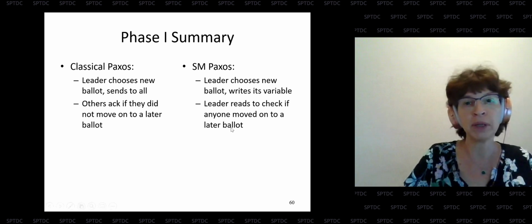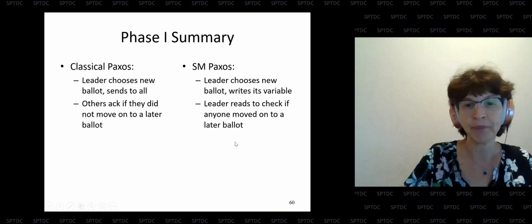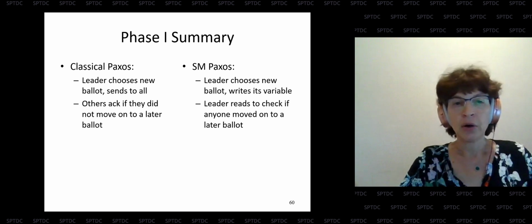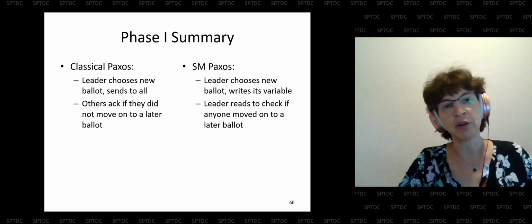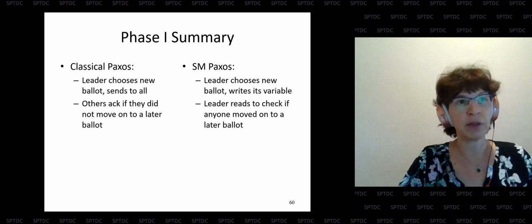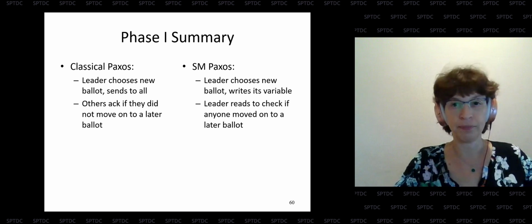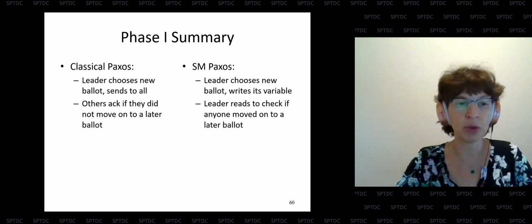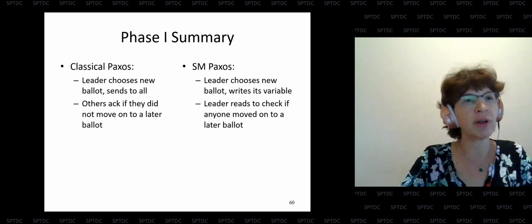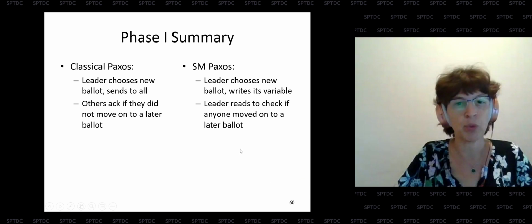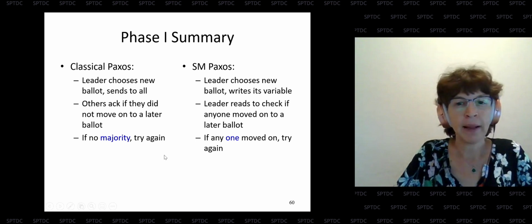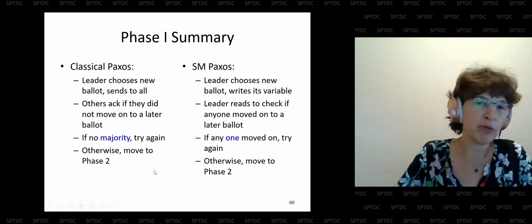What's going on here? Well, here the leader doesn't send a message to anybody, it just reads. But it reads their registers and it makes sure that none of them moved on to a later ballot. One subtle difference here is that in the classical Paxos, the leader waits for acknowledgments from a majority because we tolerate failures of any minority. And here the leader reads all the registers, all of them, because the shared memory is reliable, even if processes fail. So it can read the registers of all the processes. The register lives on after its writer process fails. That's what we got from using ABD. So this is the distinction made here. And if this is successful, we move on to phase 2.